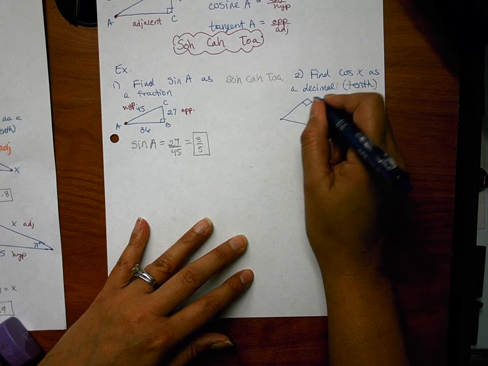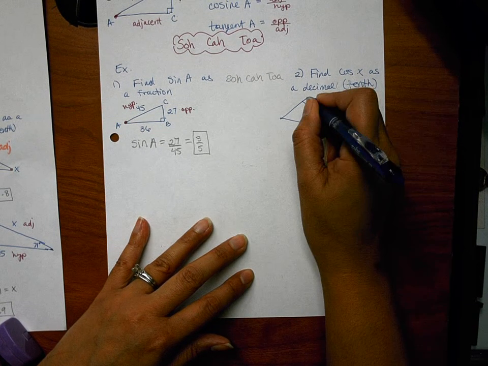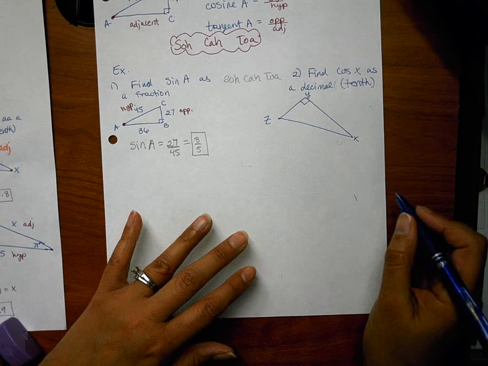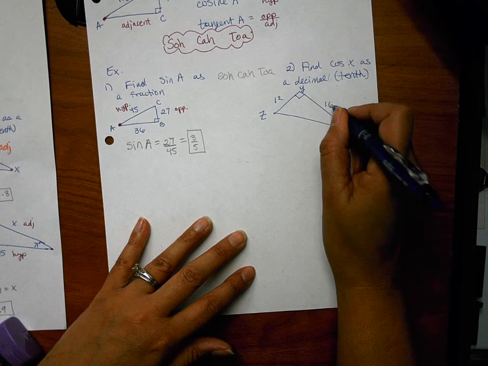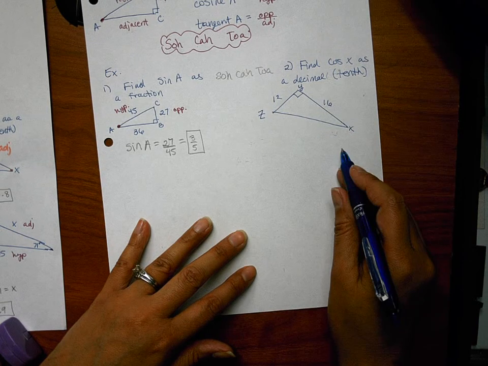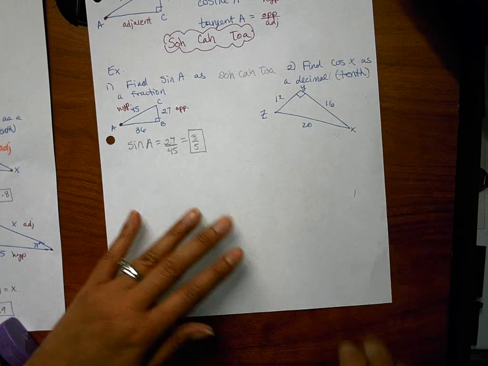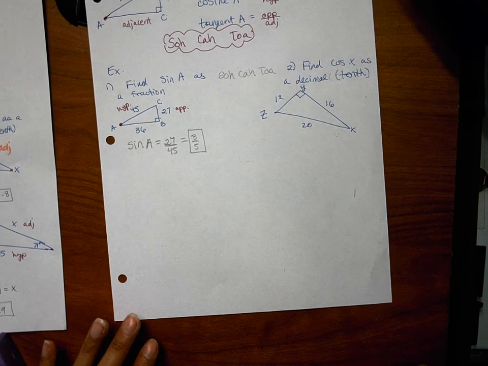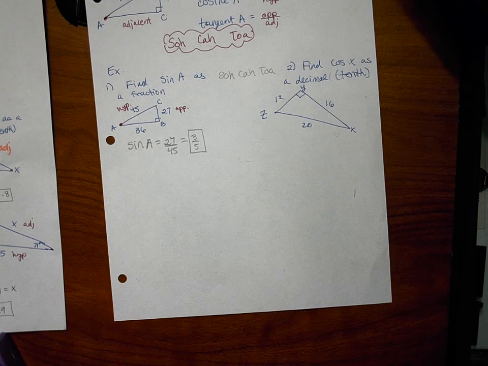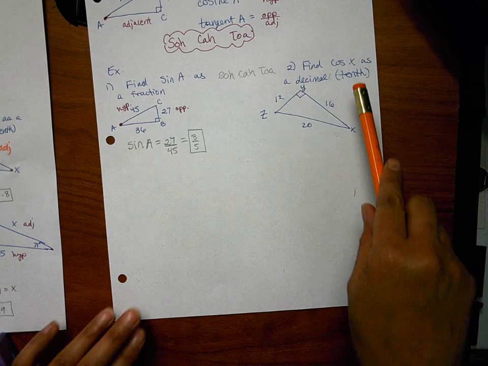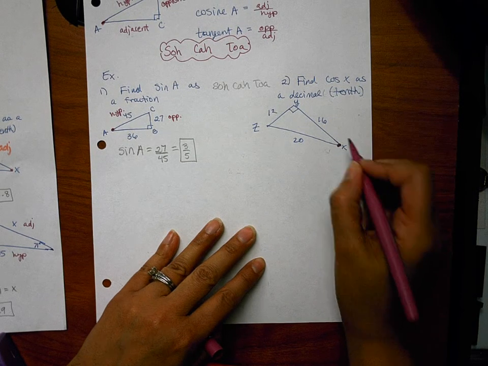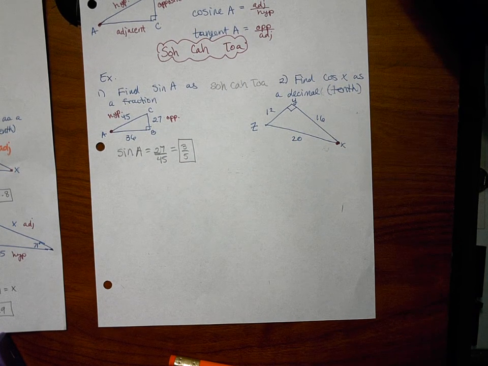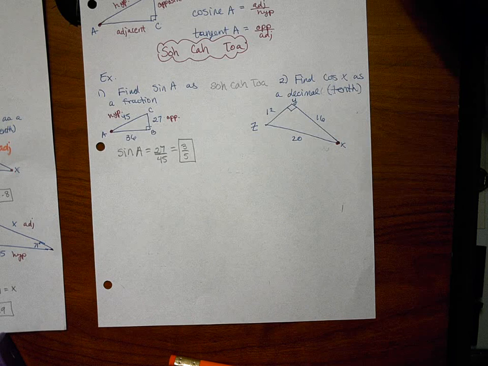I'm going to label this x, y, z. ZY is 12, YX is 16, and CX is 20. Again, those sides will be labeled for you. So, moving along, we are going to find cosine of x. So I'm going to mark my angle x. This is the angle I am working with, and I'm going to label what I need.